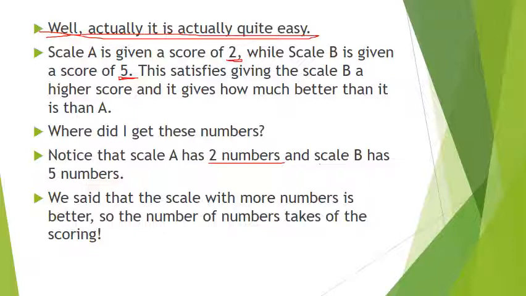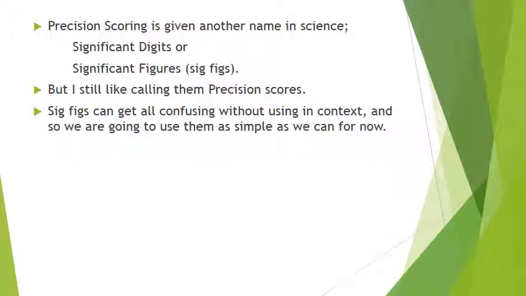Okay, pretty cool. And so you don't have to come up with some arbitrary numbers for the scoring. Actually, the numbers, when you write them down, not only tell you how big they are, 5 is bigger than 2, but also how good your data is. Some scales will have the same precision. This thing I call precision scoring is actually given another name in science. It's called significant digits, or significant figures, or sig figs.